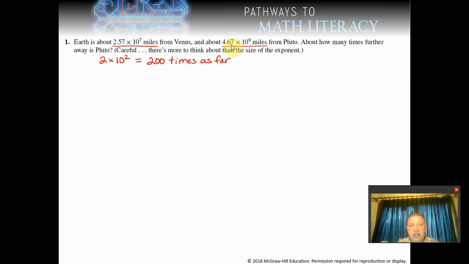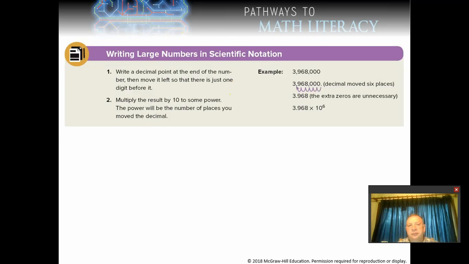if I'm just looking at the exponents, and if I round these things off, this is 4.67 divided by 2.5. That's pretty close to 2. You could get a little more accurate if you do this on your calculator. Then we divide the 10 to the 9th by the 10 to the 7th. 10 to the 9th minus the 7 gives me 10 to the second. So that is about 200 times as far, that Pluto is further away than Venus.